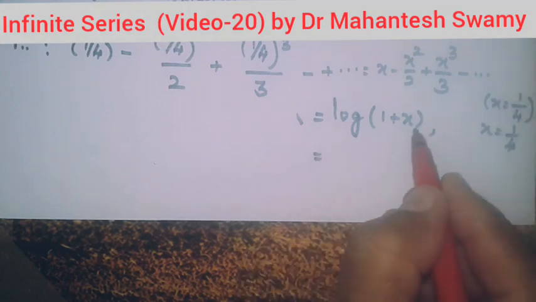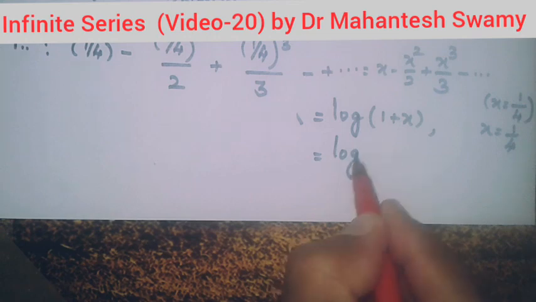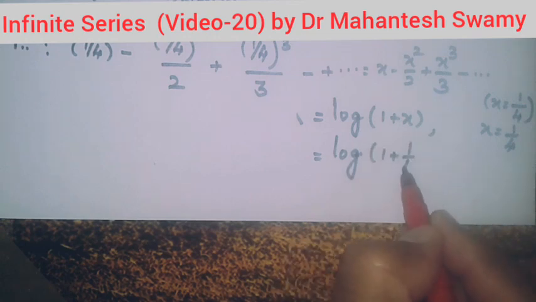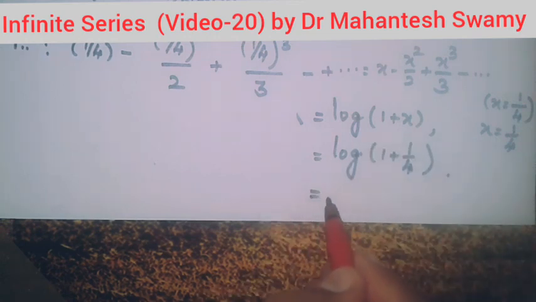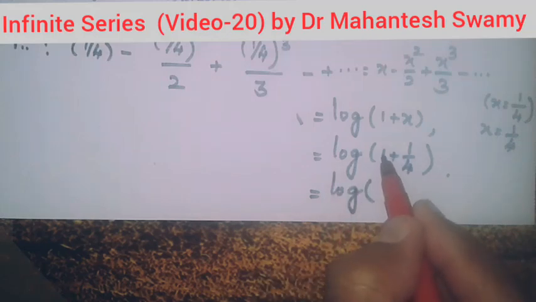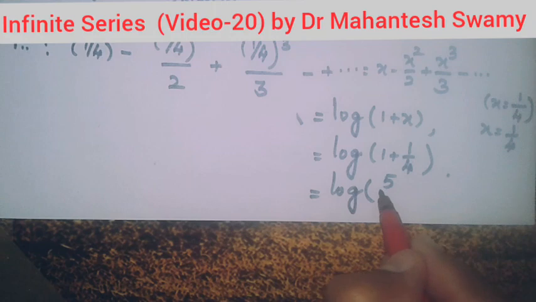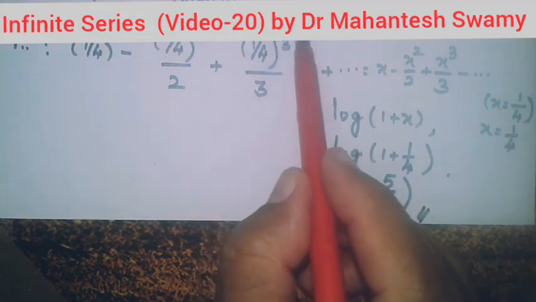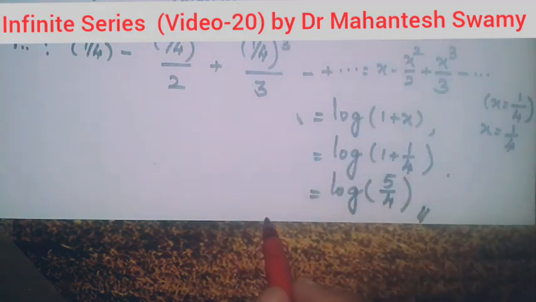The value of x here is 1 by 4, as we have already written. Now let us substitute the value of x here, that is log of 1 plus 1 by 4, and we know that log of 1 plus 1 by 4 can be simplified by taking the LCM: 4 plus 1, 5 by 4. So log of 5 by 4 is the value of the summation of the given alternating series. So this completes the solution. So an easy solution we have seen over here.